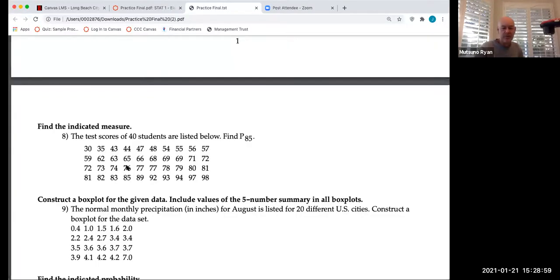Now the 34th position, if you remember, this was 21 through 30. So this is 31, 32, 33, and 34. So that 85 right there is the 34th position. Because it's exactly 34, not a decimal, it's not going to guarantee the 85% is below it. So what I'm going to do is I'm going to go to the 35th position, and I'm going to take the average of these two, the 85 and the 89, and that is going to be my P sub 85.